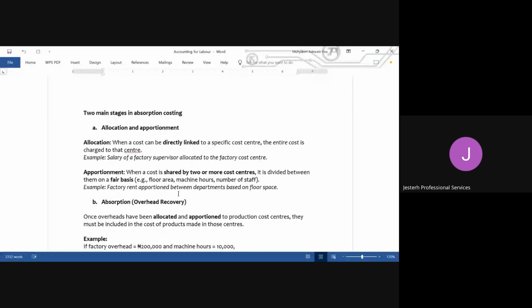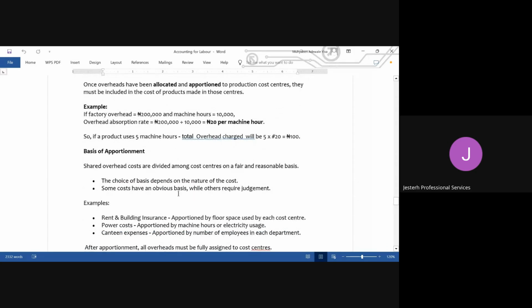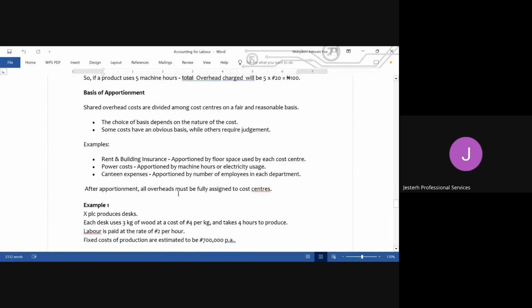which basis of apportionment are you going to use in splitting those overhead costs, in order not to overcharge the production costs per unit, and in order for you to make sure that whatever cost you are charging is within what the organization has already budgeted for. I've made mention of these basic apportionment.